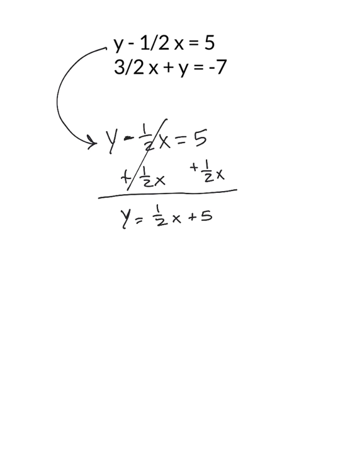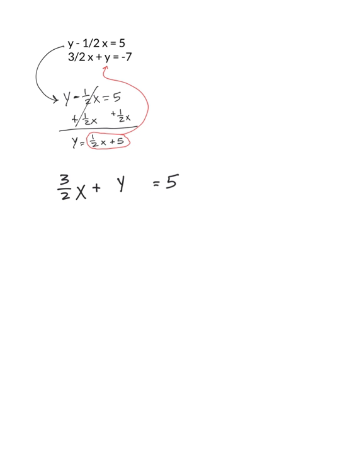Now, the reason I did that is because I can take this part of the equation and substitute it into the second equation. The reason I want to do that is because it lets me focus on solving for x. Then I can go back and solve for y. So here I've rewritten the equation. 3/2 x, oops, I see I made a mistake. It's not 5, it's 7. 3/2 x plus y equals negative 7.